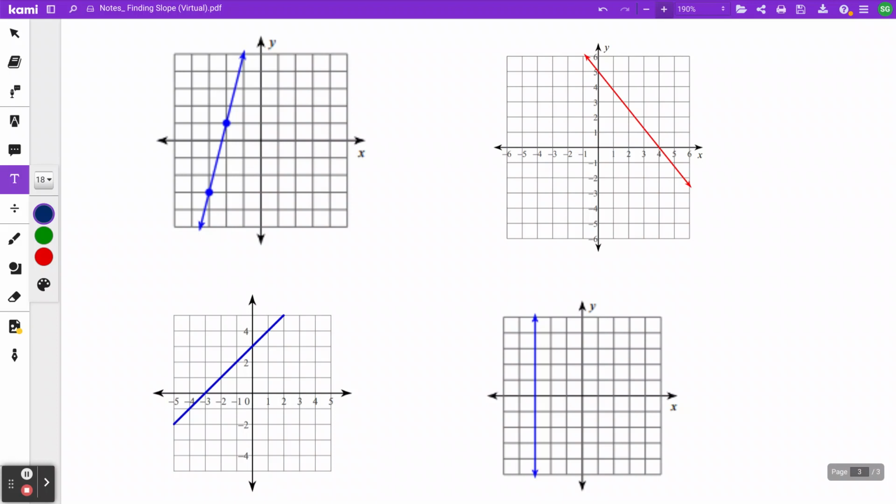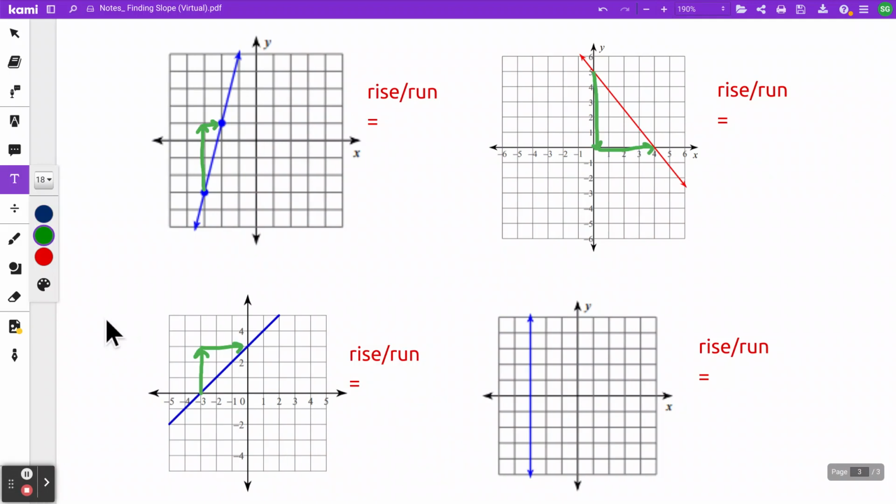Go ahead, pause this video now, try these 4 graphs, and then come back to get the answers and see how you did. Okay. I got it set up for us for these first three here. I went ahead and drew a triangle that I'm going to count out. Remember, you could have picked different points.